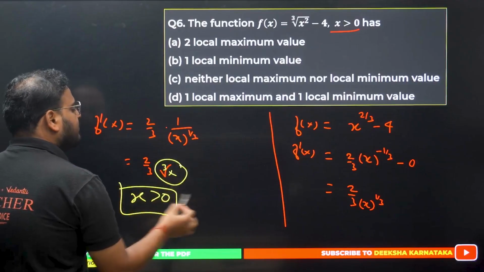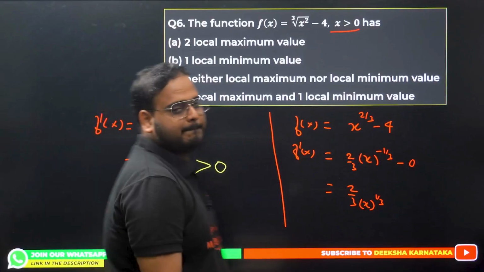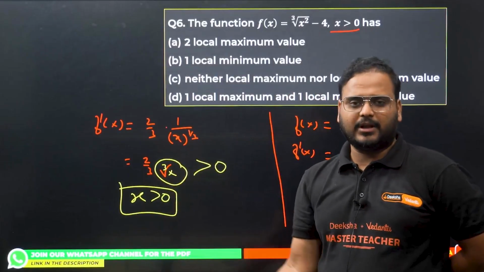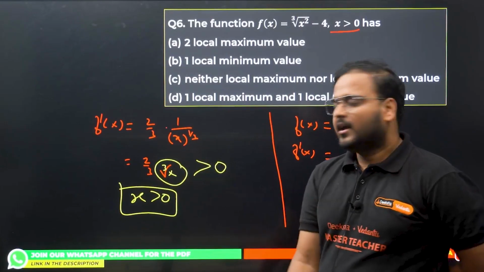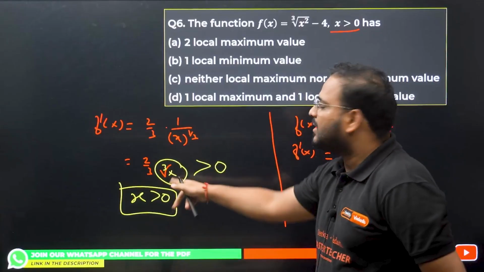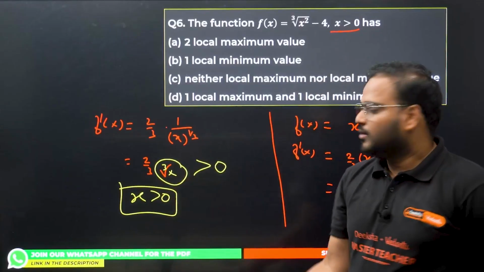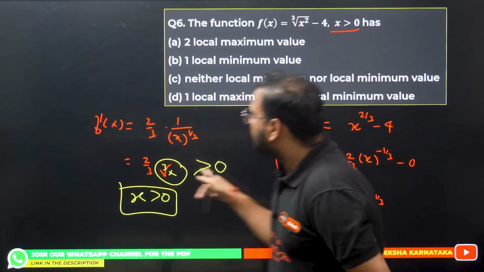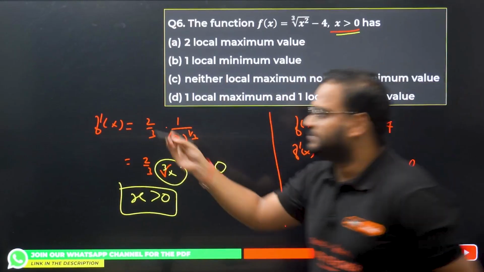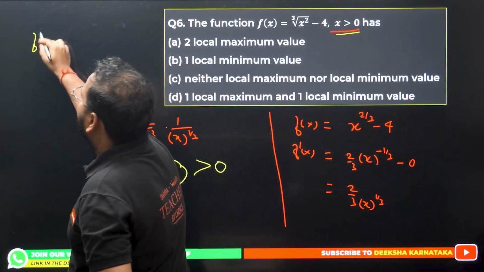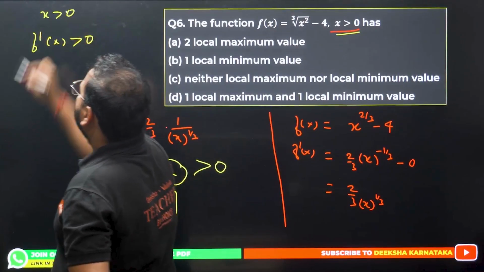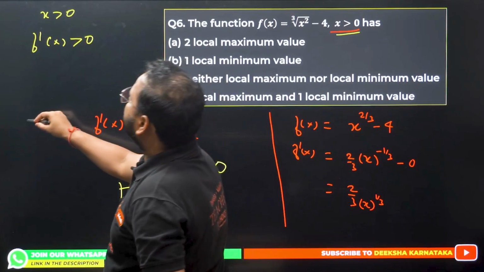Won't this always be positive only? 2 by 3 is a positive value. If you take cube root of any positive value, 8 you take, 64 you take, any positive value which is more than 0, of course, cube root will become again positive only, right? So basically this derivative is always positive. For all x greater than 0, f dash of x is always positive. What happens is it is always increasing in nature.